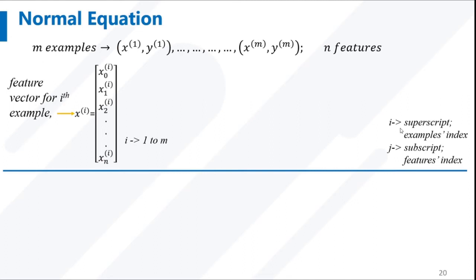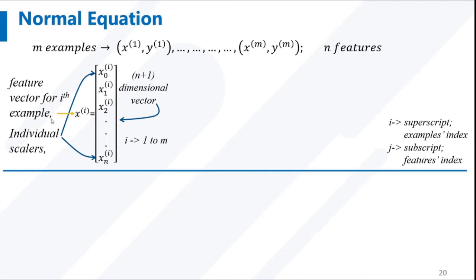That's why you have to be very careful about the superscript and subscript. The superscript is the example index because i varies from 1 to m, and j is the subscript, 0, 1, 2, 3 up to n. They are the feature index: which feature? Zeroth feature, first feature, second feature, etc. So the dimension of this vector is n plus 1, and these are individual scalars, x0^i, x1^i, etc.